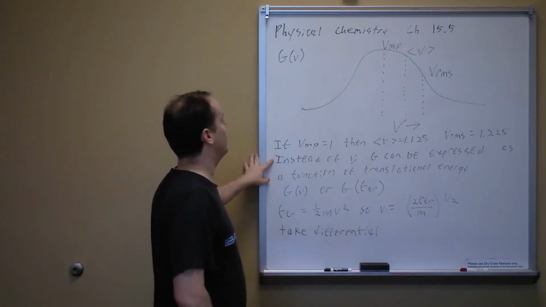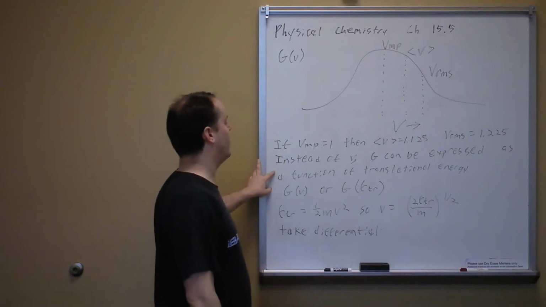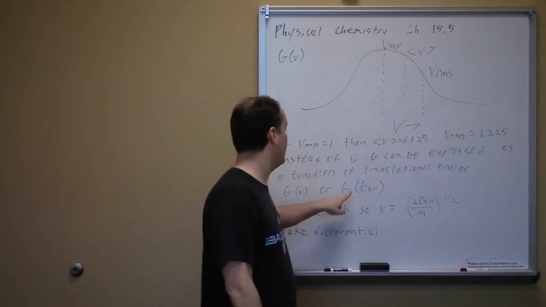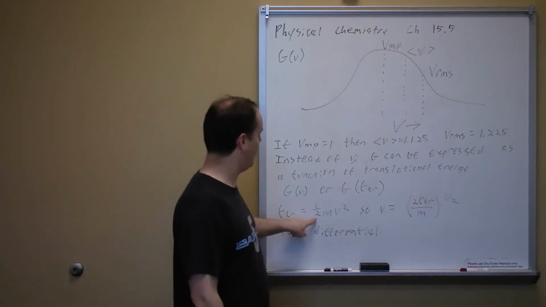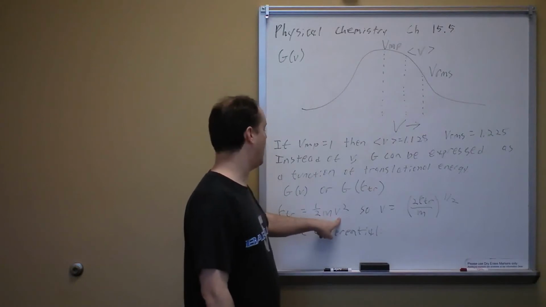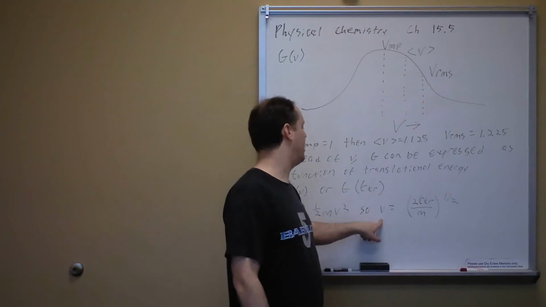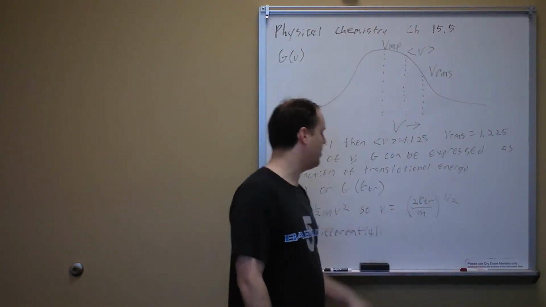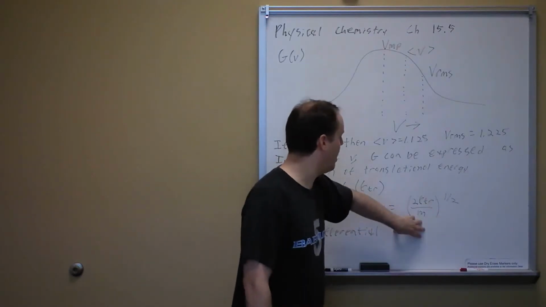So we've been doing all this. G is a calculation of speed, but instead we can look at it as a function of the translational energy instead. So we can write G of V like we've been doing, or G of energy of translation. Now we know that energy of translation is 1/2 times mass times the speed squared. So solving for speed, we get speed is equal to the square root of 2 times the energy of translation divided by the mass of a molecule. Now we want to take the differential of this.